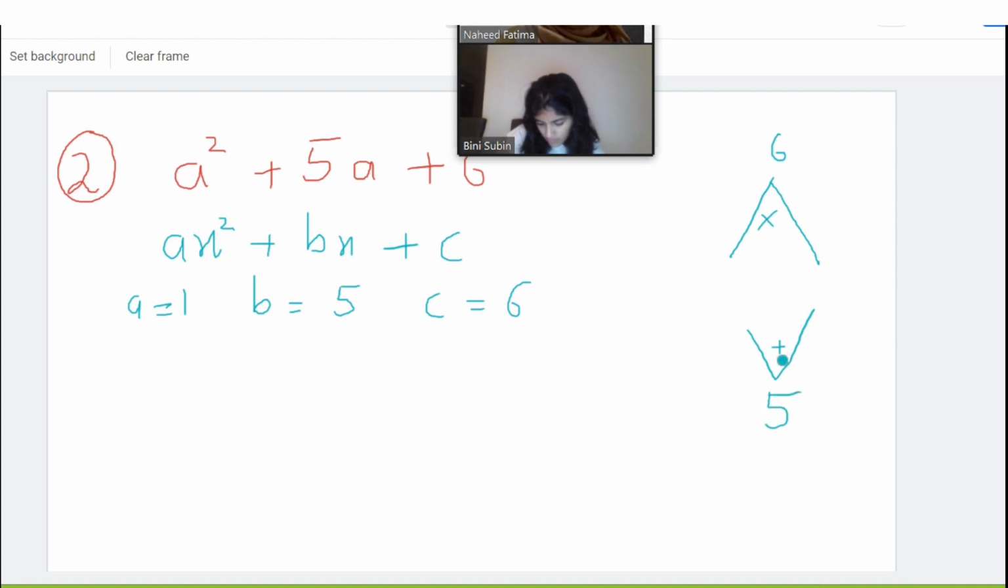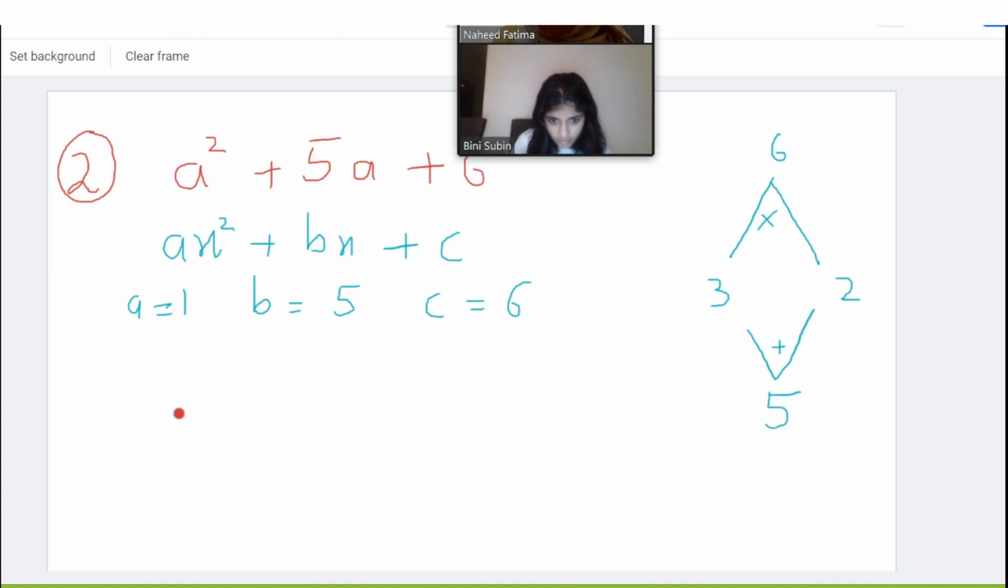So can you give me two numbers which when I multiply will give me 6, and when I add them I'll be getting 5? 3 and 2. Yeah, that's correct. So my answer is 3 and 2. That's correct.